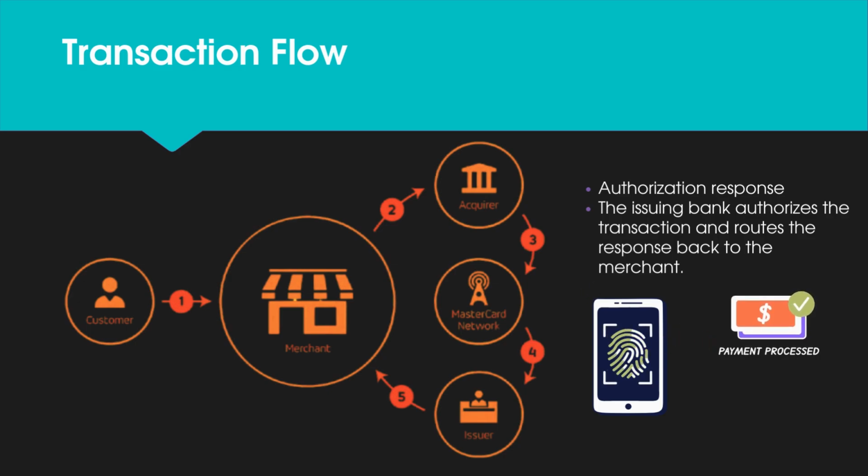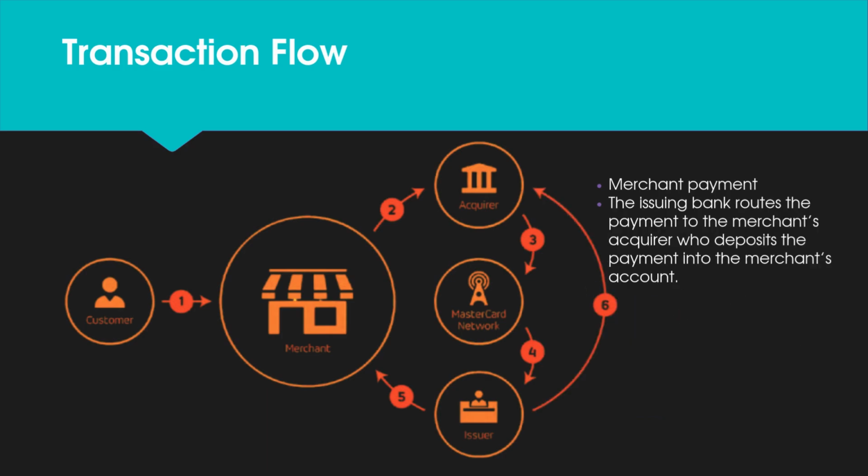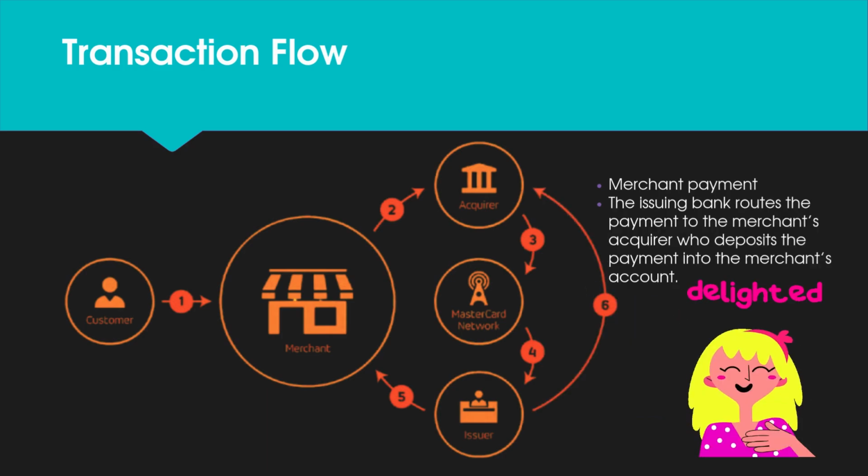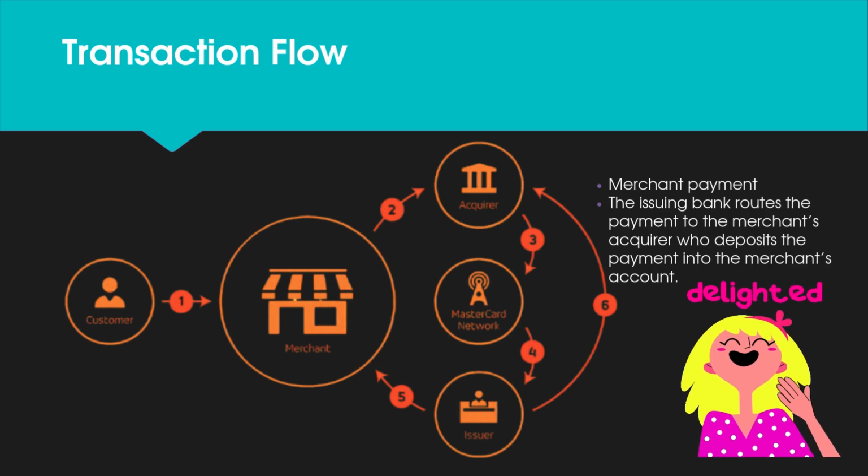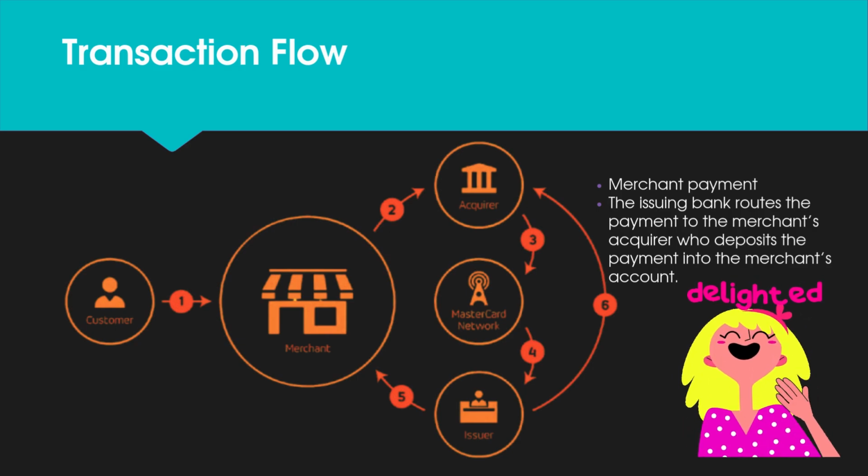When the issuing bank authorizes the transaction, the information is routed back to the merchant, confirming that the transaction is successful. Simultaneously, the issuing bank transfers the payment to the merchant's bank or the acquirer, who deposits the funds into the merchant's account. And that's the complete flow of a transaction, from the moment a customer makes a purchase to when the merchant receives the payment.